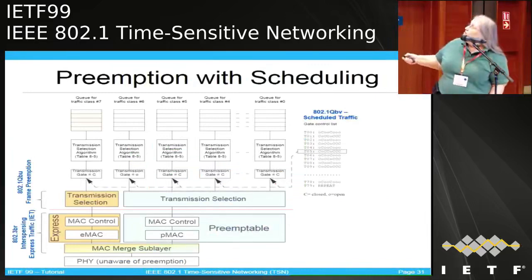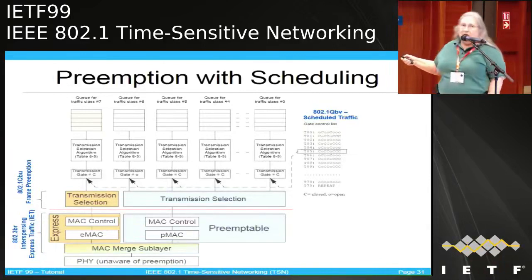So this is just a picture of how this all fits in with the queues. The queues are up here, and in order to support preemption, we basically have 2 MACs, one MAC handling the express traffic and one handling the preemptible traffic, so that this one can pause its transmission and then resume it when the express frames are done. And so the queues for the express traffic go to the transmission selection and to the MAC control for the express MAC, and the other queues go to the preemptible MAC.